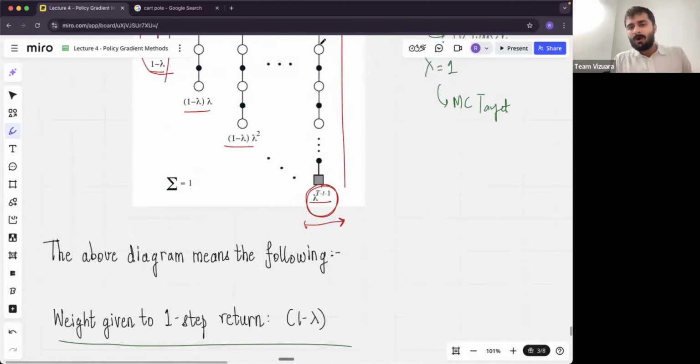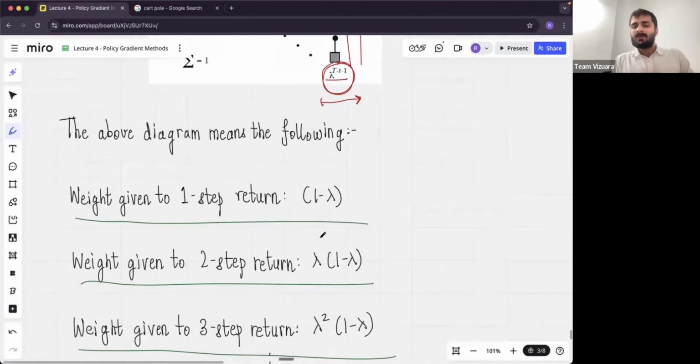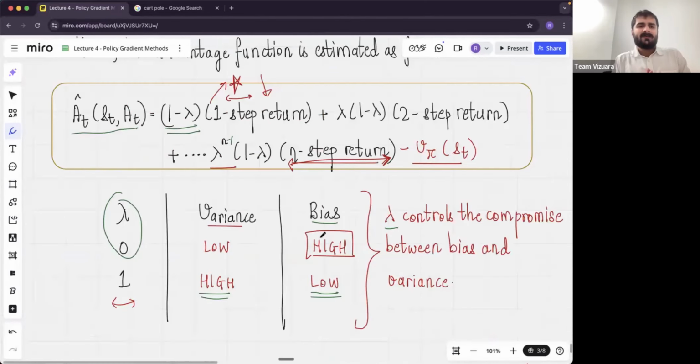And you end up adding all of this. You end up focusing on all these different steps which you encounter in the episode. So that's why it offers a knob between bias and variance. And typically, I have seen people use lambda between 0.5, 0.7, something like that.